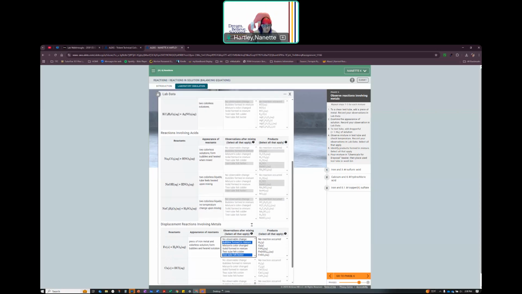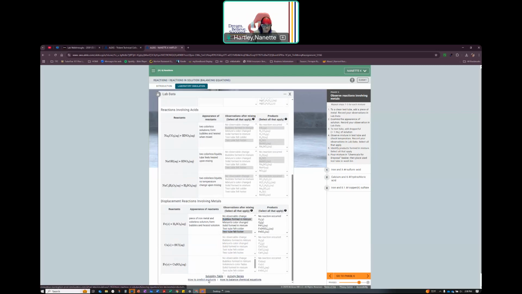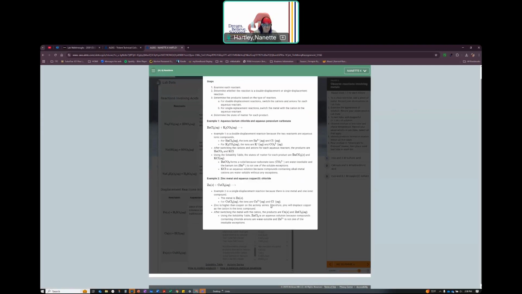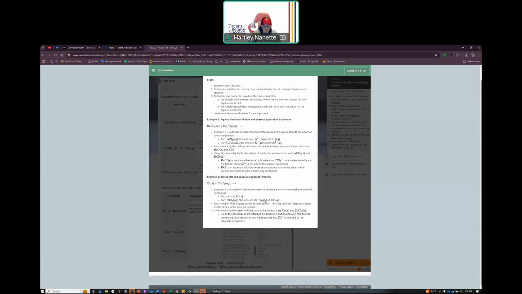Now this is a single displacement reaction because I only have the Fe over there, right? So it's this kind of reaction. And so the metal is the Fe. And I have the acid that I'm working with, H2SO4. So okay, I have an Fe solid and H2SO4 aqueous.